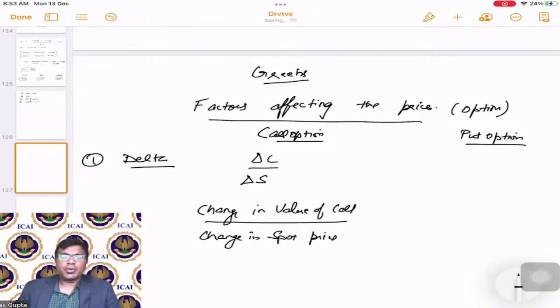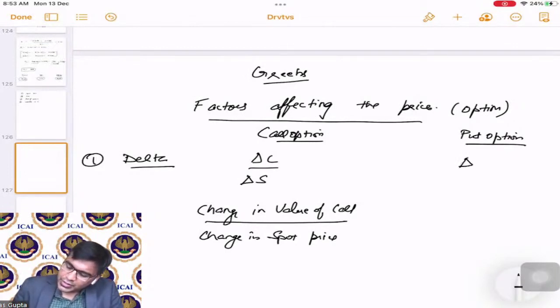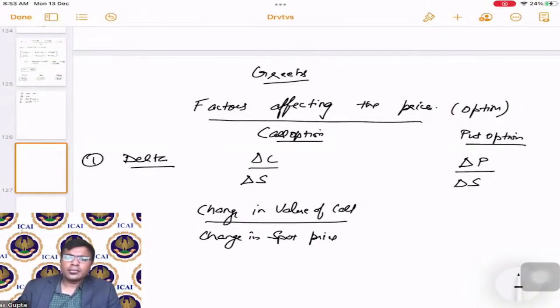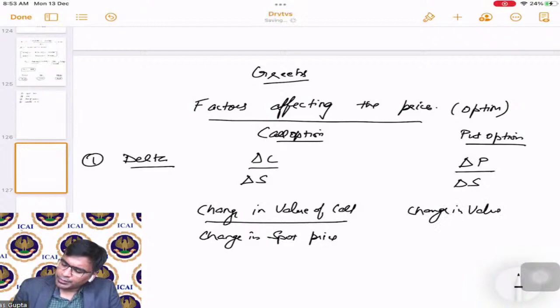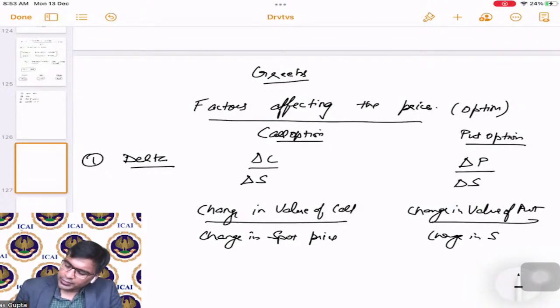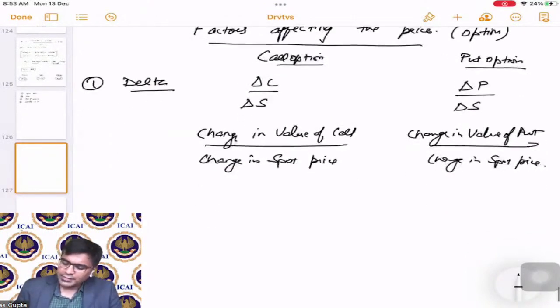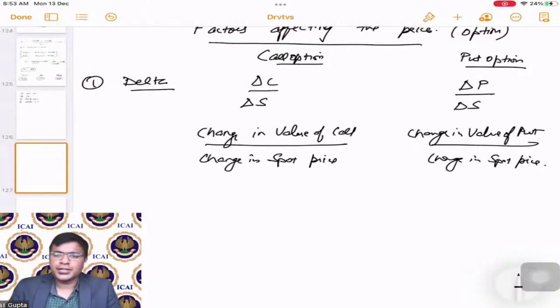If there is a change in spot price, what is the change in the value of the call option? Similarly, for a put, it is the change in the value of put divided by the change in spot price. Now, what does this mean actually? This is the literal definition.